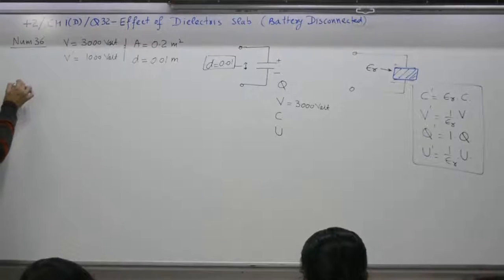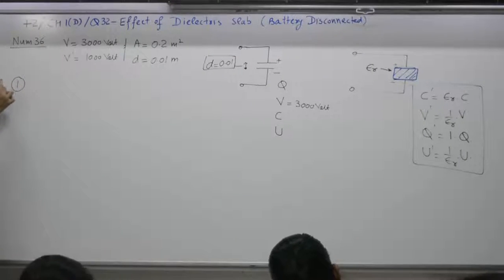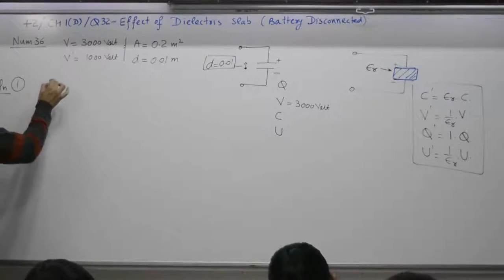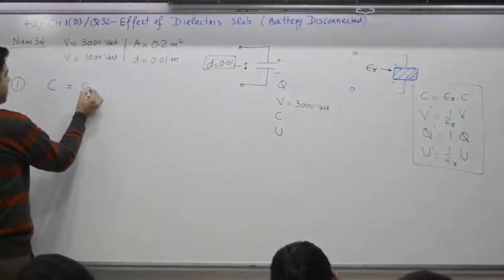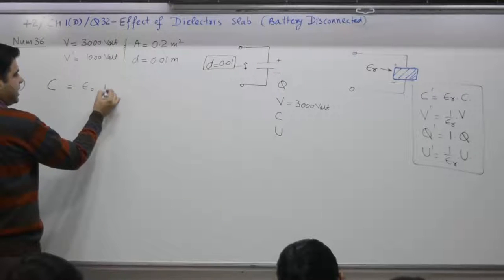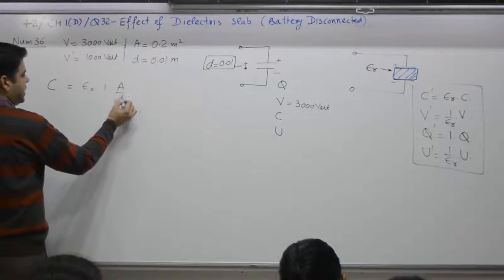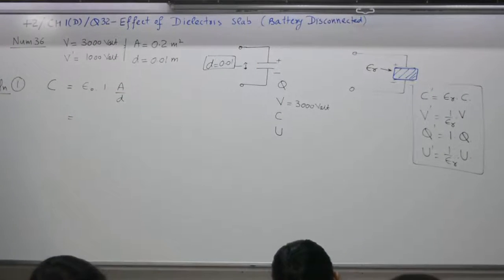First part. You have to find out the capacitance of the capacitor before placing the sheet. C is equal to what? First case: epsilon naught, free space, A by D. Solve it.